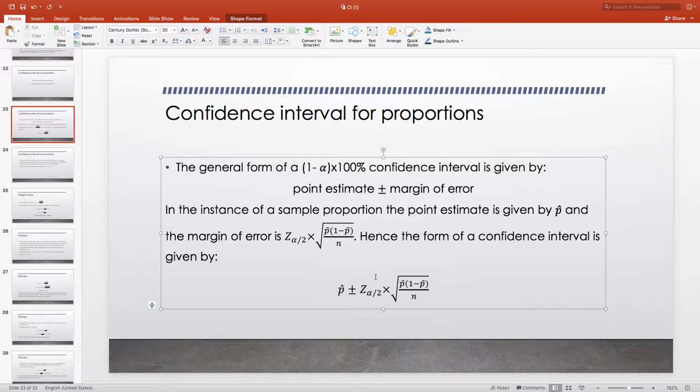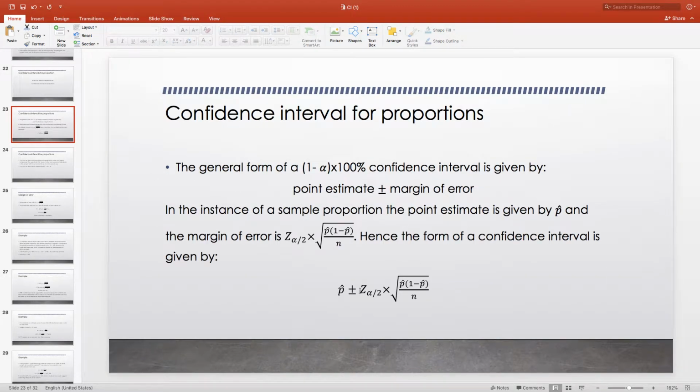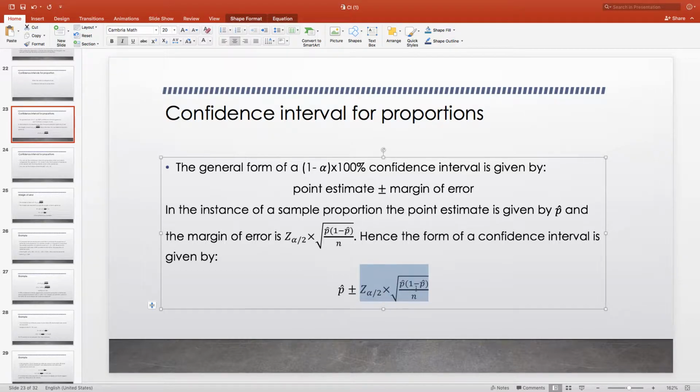So the formula I want you to take away from today's lecture is that our point estimate is p hat, that's just our observed total with the characteristic divided by our total number of observations, plus or minus this quantity. This quantity comes from the z-distribution with alpha over 2 in the left or right tail, and we multiply by the square root of p times 1 minus p over n. And p hat here represents the sample proportion. That's how we construct a confidence interval. So let's get started with an example.